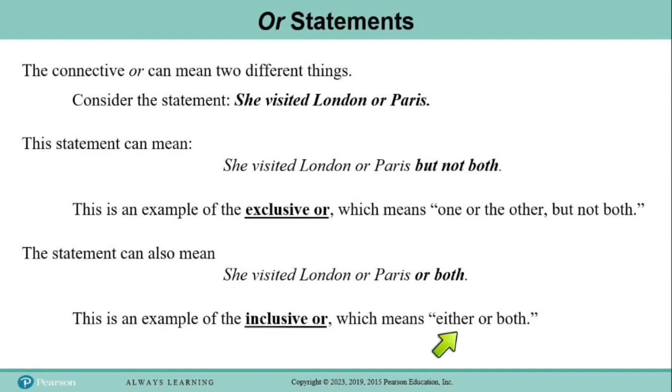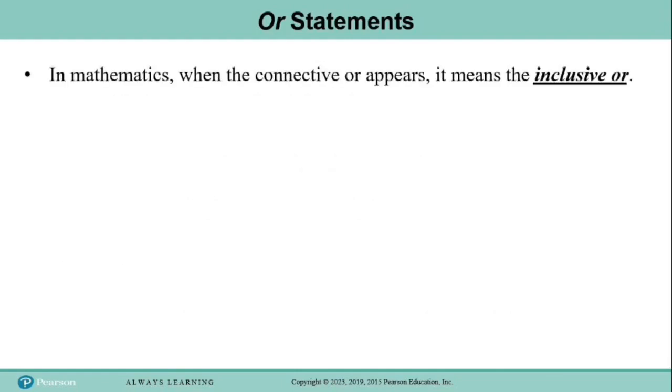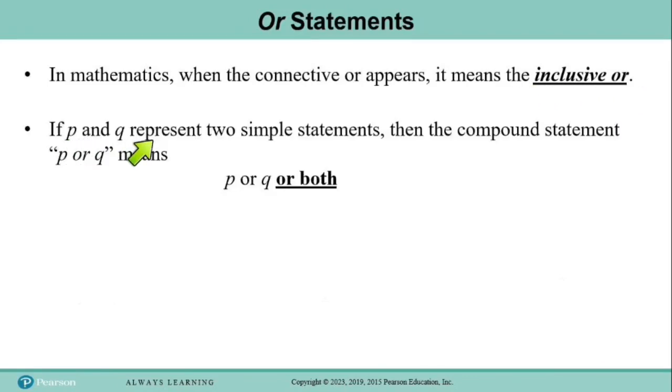So either or both is what we usually mean by the word or when we use it in English, and also when we use it in mathematics. Unless otherwise specified, the word or means the inclusive or, so that's good news. So again, if P and Q represent two simple statements, then the compound statement P or Q means P or Q or both. Whenever we use the word or, we will be implying an inclusive or.